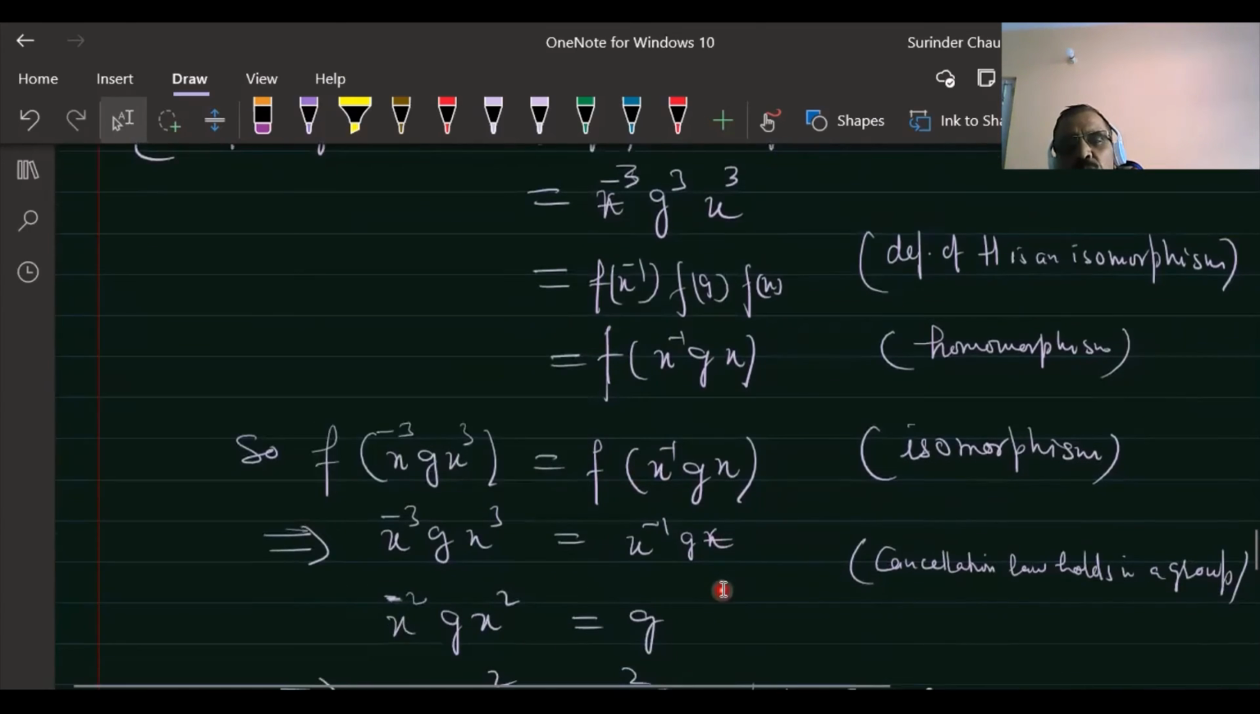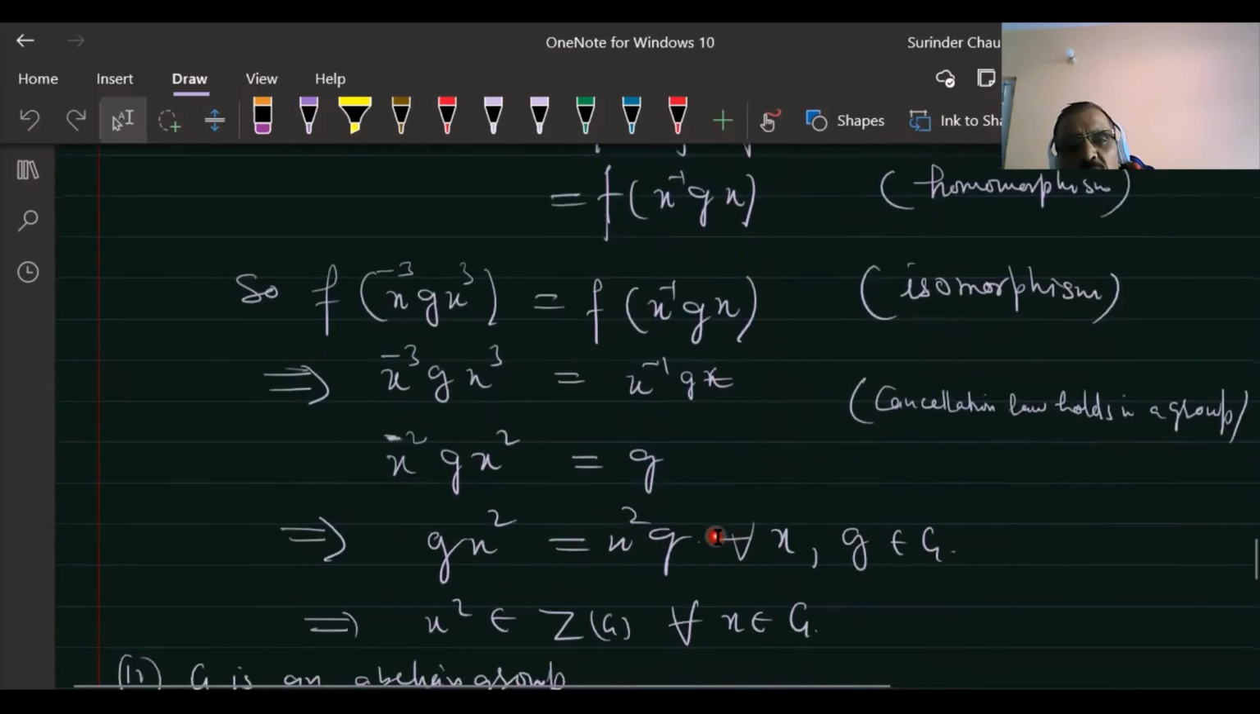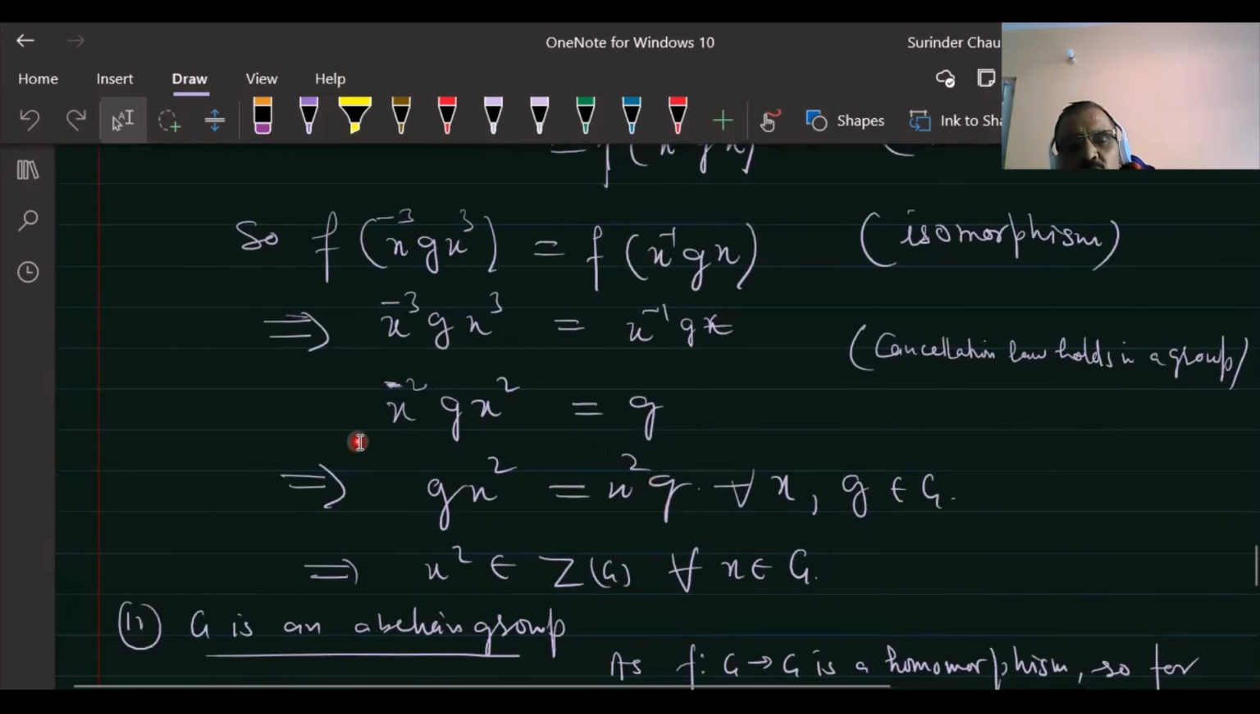This implies, because f is an isomorphism, therefore it is one-one. So f of this equal to f of this implies the elements are equal. Since they are elements of G and G is a group, therefore left and right cancellation both hold true. So applying right cancellation by x and left cancellation by x inverse, we got x to the power minus 2, g, x is equal to g.